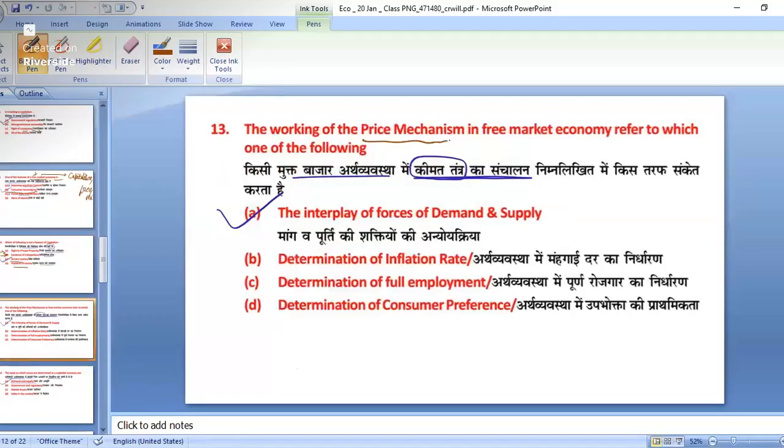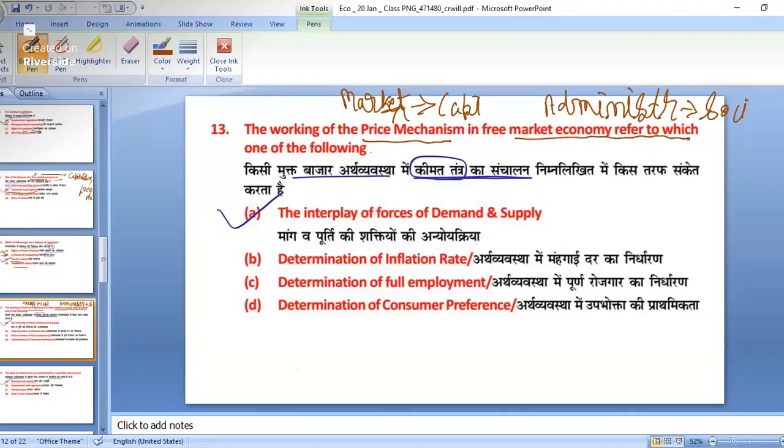Okay, so price mechanism, what does price mean here? Market price, demand and supply. And administrative price is in the socialist economy, and this price mechanism is in the capitalist economy. So the working of price mechanism in the free market economy refers to which of the following? Market forces, where there will be demand and supply. So the correct answer will be the interplay of forces of demand and supply.